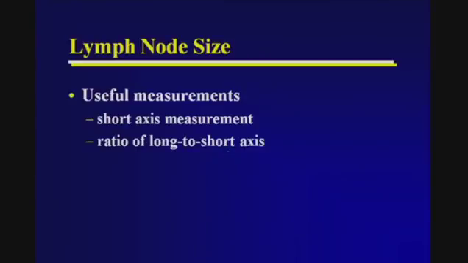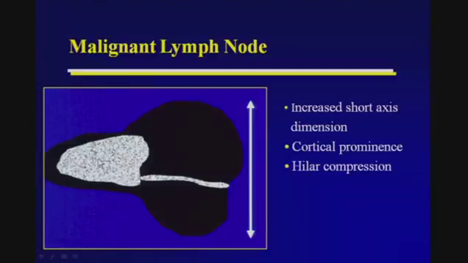So thus it's useful to look at the short axis rather than the long axis, or perhaps to look at a ratio of the long to short axis. For example, if we look at this lymph node, this is the normal side, this is the abnormal side. And let's take the abnormal side. Notice how there's marked cortical prominence. The hilum is markedly compressed, and there's increase in the short axis dimension here.